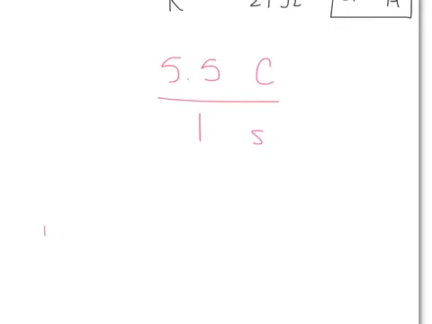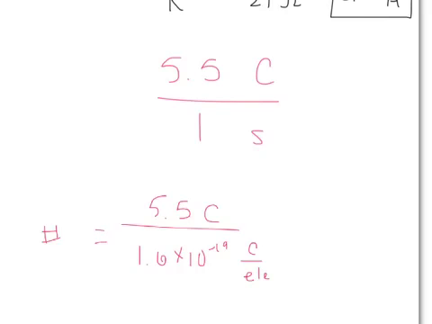If I want to know the number of electrons, I take 5.5 coulombs divided by 1.6 times 10 to the negative 19 coulombs in every electron. That gives me the number of electrons. What is it? 3.4 times 10 to the 19. This is how many electrons pass a given location every single second.